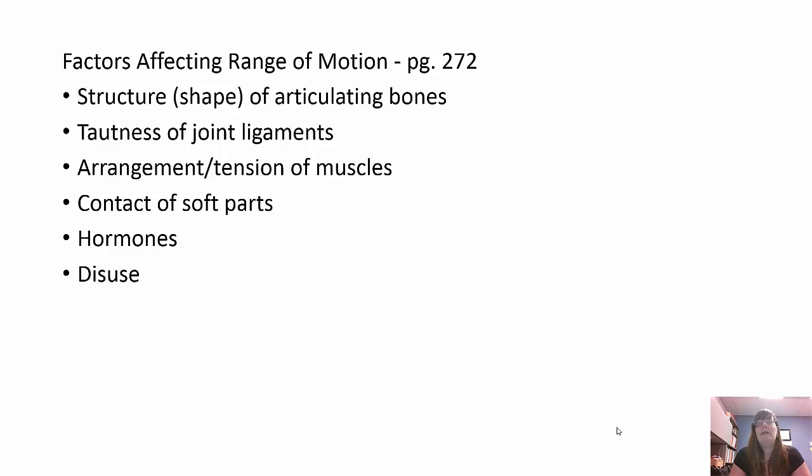And then disuse is going to affect your range of motion, because the less you use something, the older it gets, I guess. So if you don't use your muscles, they're going to start to deteriorate. If you don't stretch out your ligaments, they're going to start to degenerate, and you're not going to have as much flexibility as you do. Use, according to the wear and tear theory, makes us get worn out faster, but disuse makes things atrophy and die, and so you don't want that to happen.